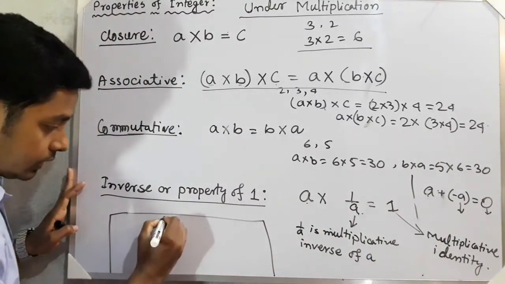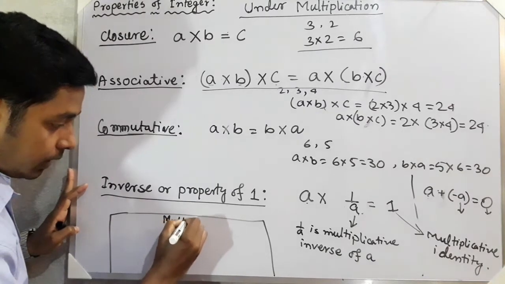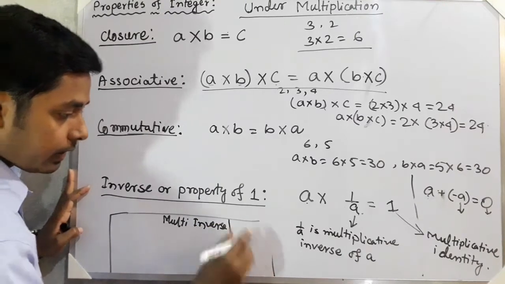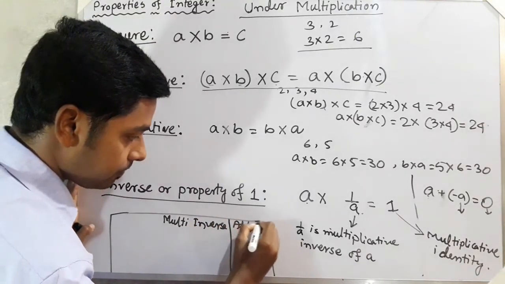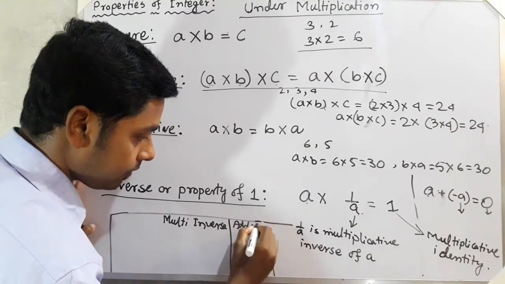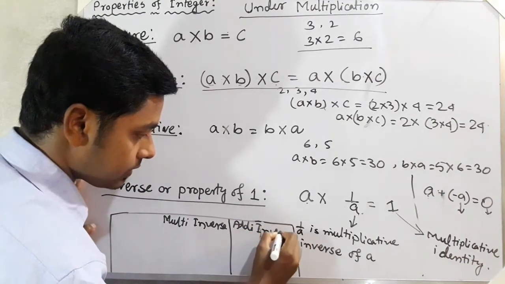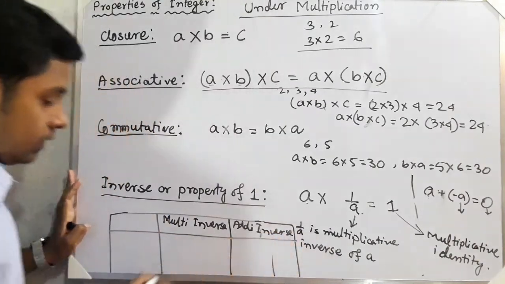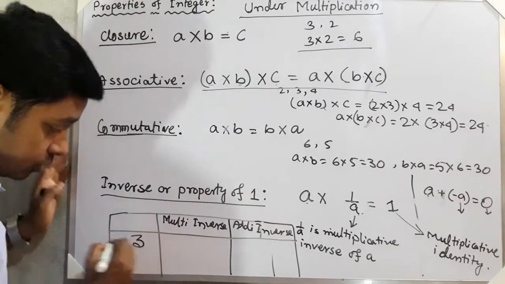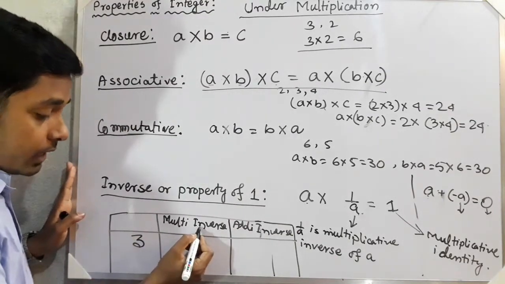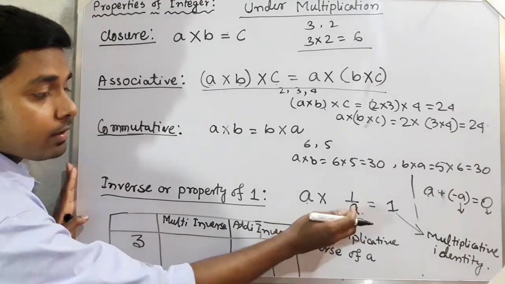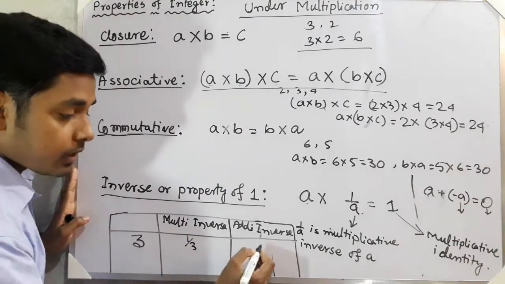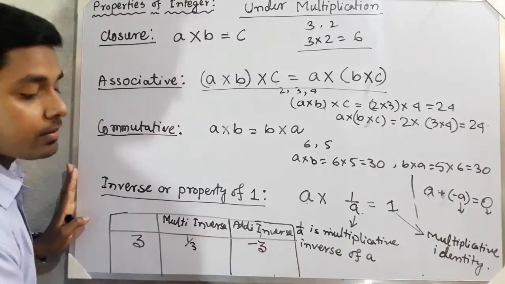Here multiplicative inverse, and here additive inverse. Okay, suppose we have to find out. Suppose we are taking 3. So what will be the multiplicative inverse of 3? That means multiplicative inverse means we have to take the reciprocal. So 1 by 3. And what is the additive inverse of 3? That means minus 3.